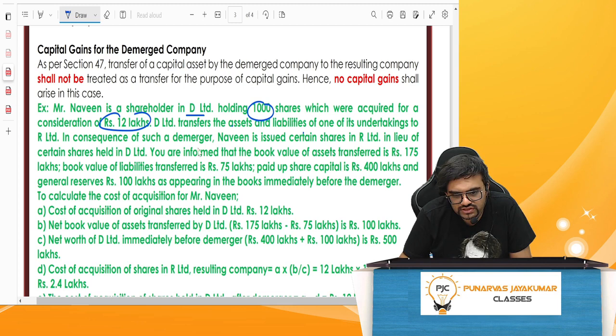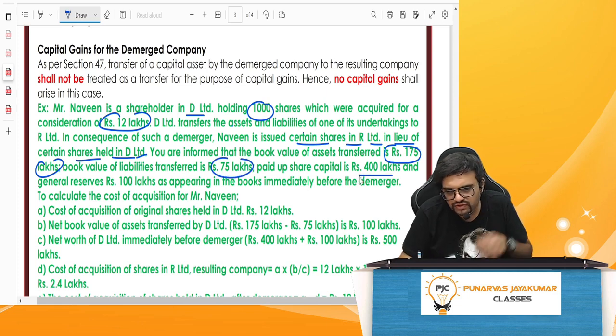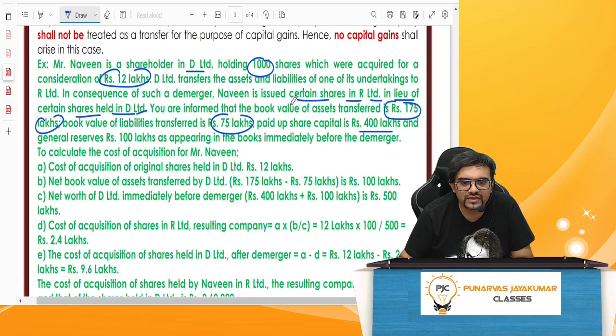In consequence of such a demerger, Naveen is issued certain shares of R Limited in lieu of certain shares held in D Limited. You are informed that the book value of the assets transferred is rupees 175 lakhs. Book value of liabilities is 75 lakhs. Paid up share capital is 400 lakhs and general reserve is 100 lakhs as appearing in the books. To calculate: what is the cost of acquisition of original shares held in D Limited, 12 lakhs.